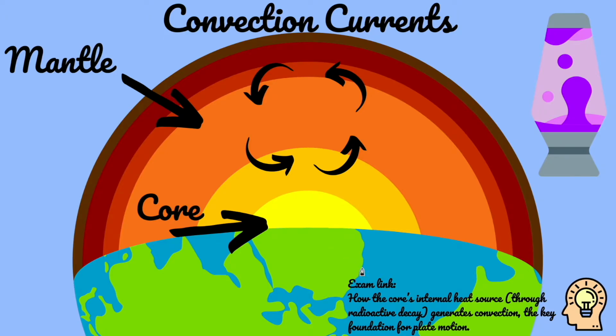So for your exam, if we look at our exam link at the bottom, you need to know about the internal heat source, which is generated in the core through radioactive decay, and how this generates the convection, which produces our tectonic plate movement at the Earth's crust.